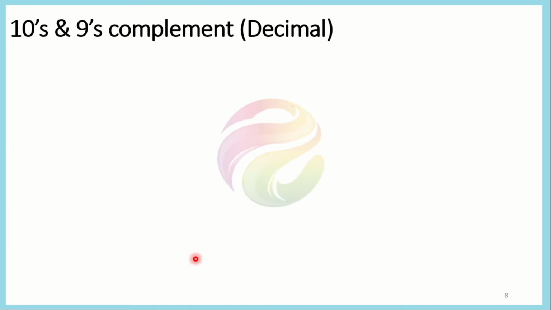Now we will first be discussing the tens and the nines complement. These two are used for the decimal number system, because for the decimal number system the r's complement is the tens complement and the r minus 1, or the diminished radix complement, is the nines complement.